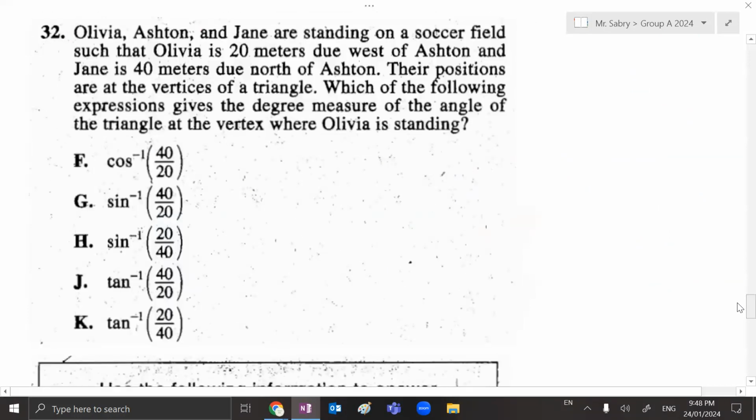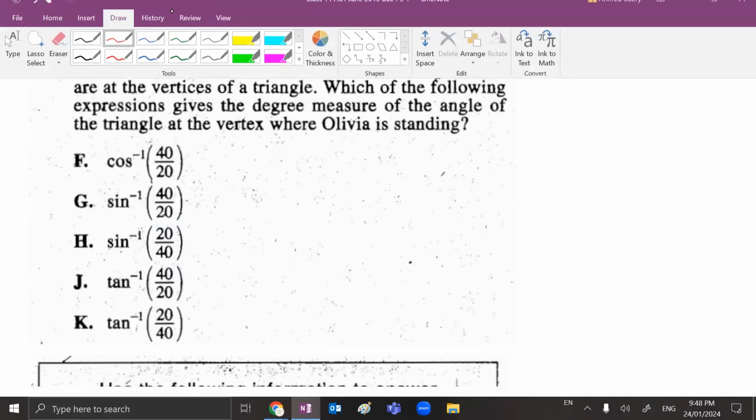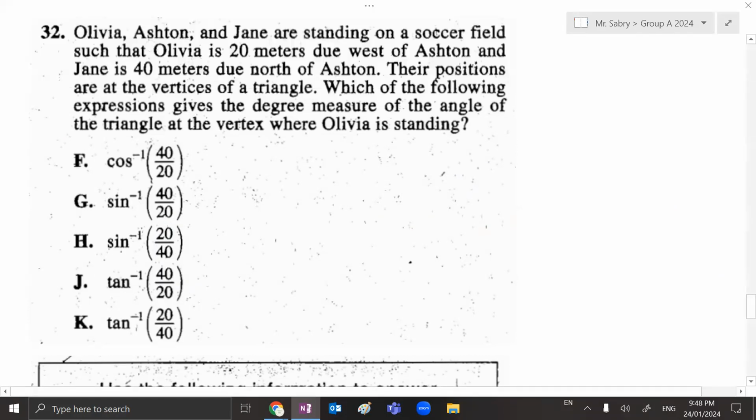Olivia, Ashton, and Jane are standing on a soccer field such that Olivia is 20 meters due west of Ashton. Here's a point that represents Ashton, and Olivia is on the west of Ashton, meaning on his left. So here's Olivia, and they're basically 20 meters apart. Jane is 40 meters due north of Ashton. So I should go up north 40 meters, and that's where Jane should be standing, J.